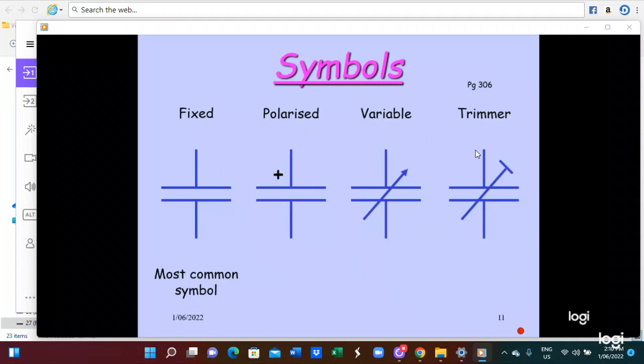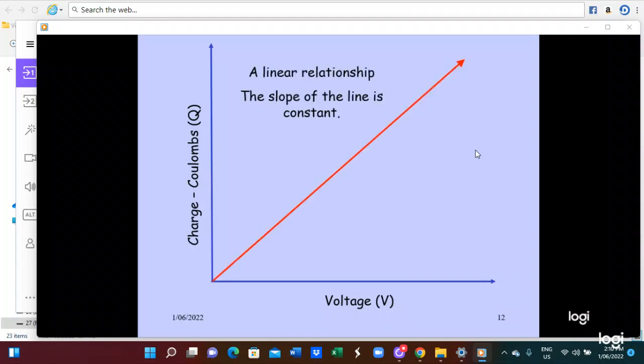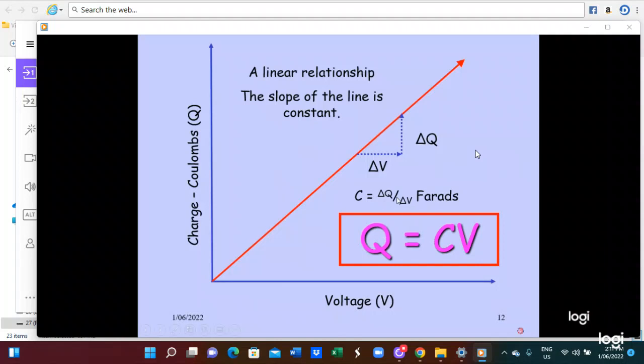There is a voltage and charge characteristic. When the voltage increases, the electric charge will increase. So this is del Q by del V, which is the farad. This is how you can calculate the capacitance. So Q equals C times V.